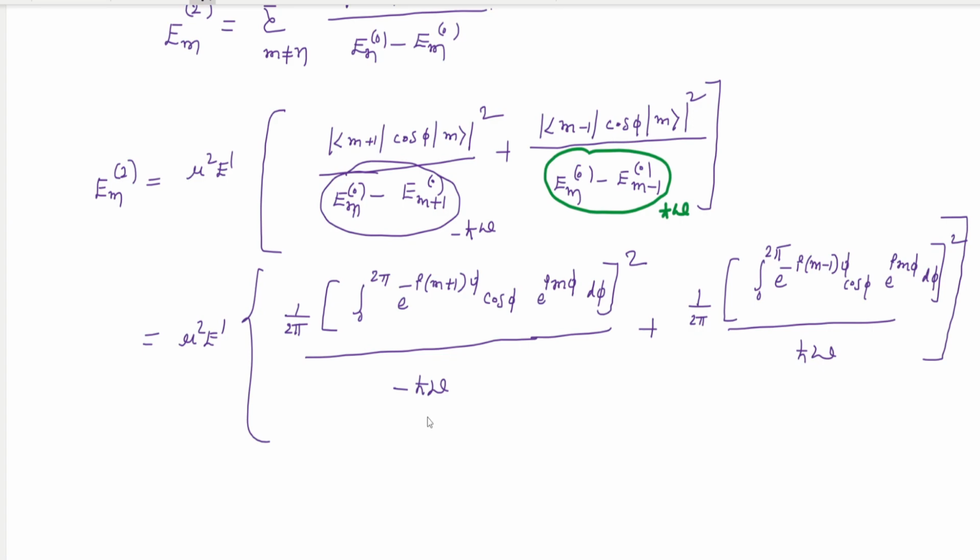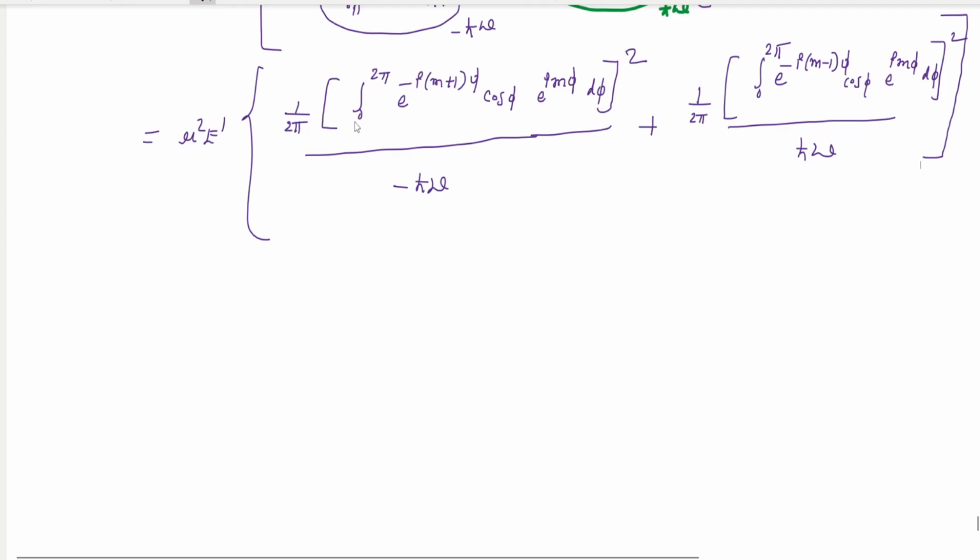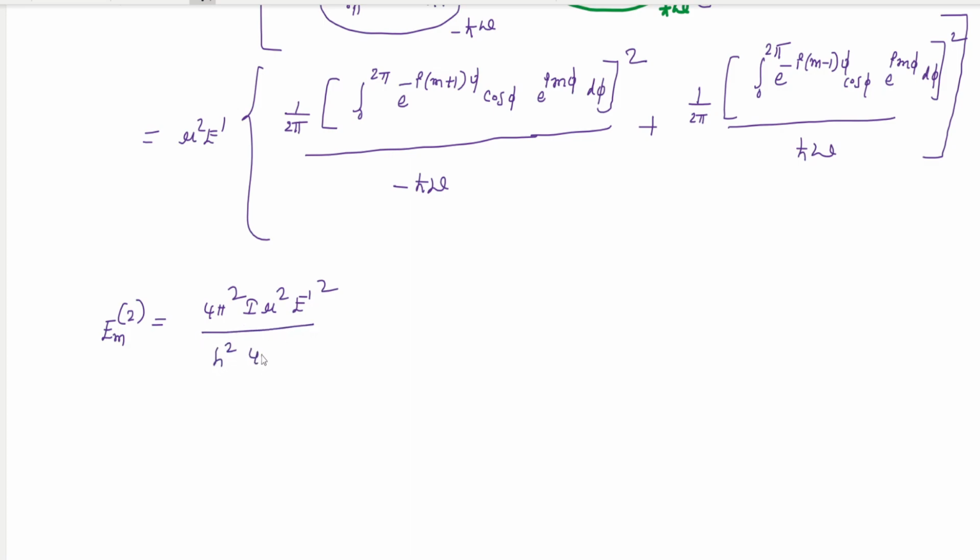So if you solve this equation, then you can get E m power 2 equal to 4 pi square I mu square e prime square divided by h cross square into 4m square minus 1. After solving the steps here, you can get this one. This is the second order correction to the energy.